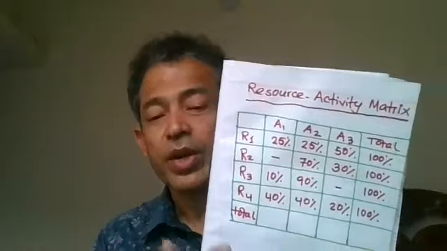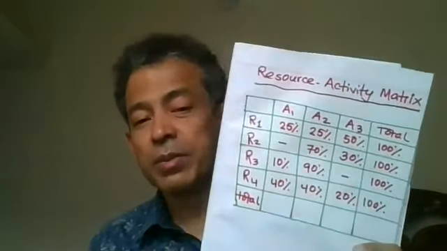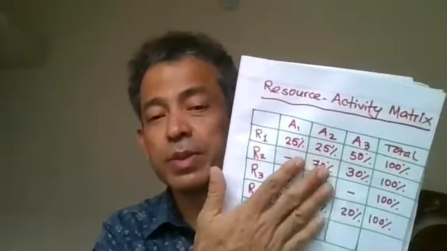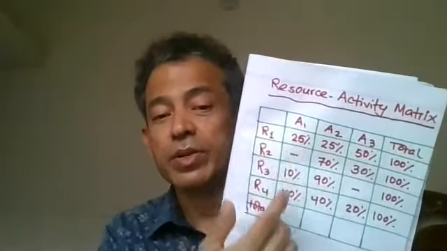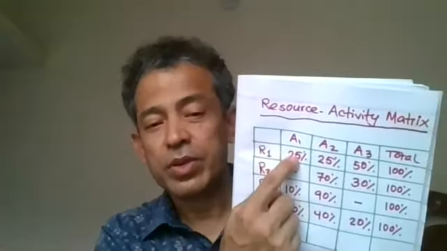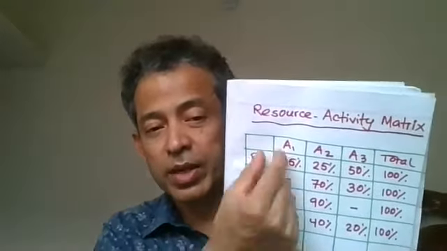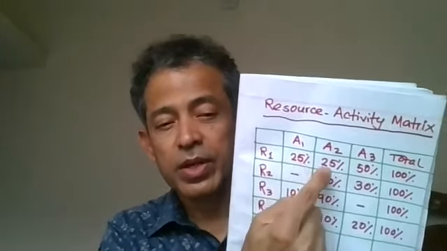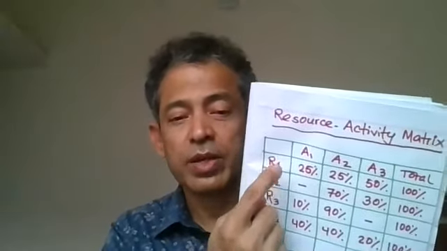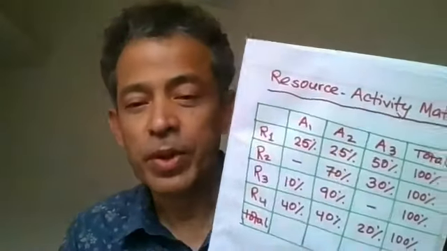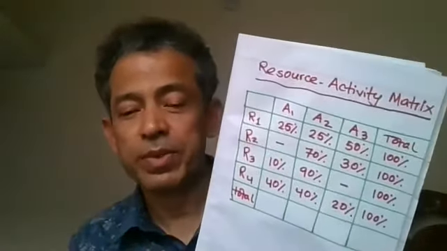So this is our resource activity matrix, where we are going to assign all these resources to different activities. The first one is in terms of percentages, and the second page would be in terms of dollars. So if resource 1 is say $100, then $100 times 25% goes here. So we multiply that dollar column by all these percentages. That means A1 is going to be $25, A2 is going to be $25, and A3 would be $50, because the resource was $100. If the resource was $300, then we take 25% of 300, 25% of 300, and 50% of 300. So that would be 75, 75, and 150.